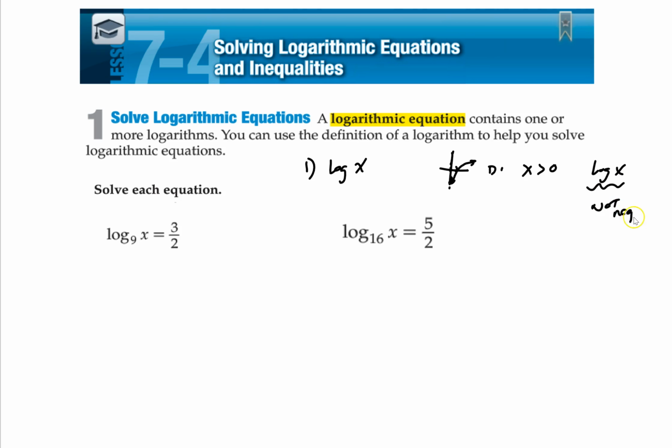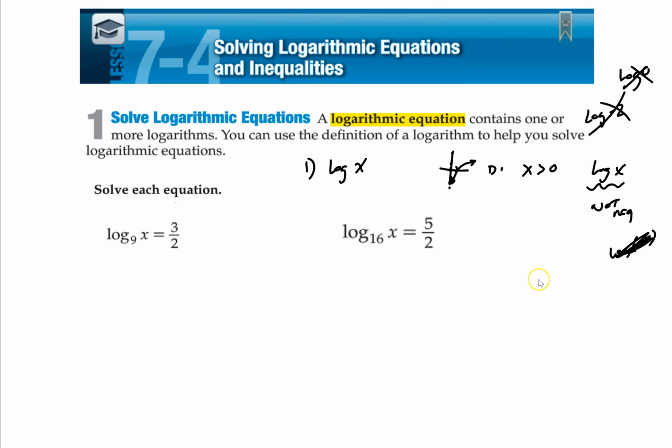X could be negative, as long as you plug it back in and you don't get a negative for log. Like if you ever try to do log of negative 2, that makes no sense. Or log of 0 makes no sense. So if you get anything like that, then it's no solution. Your x could be negative if you have something to this effect. I have a negative answer, I plug in, it makes it positive. So it's all about checking your work, plugging it back in. Log x cannot be negative or 0.